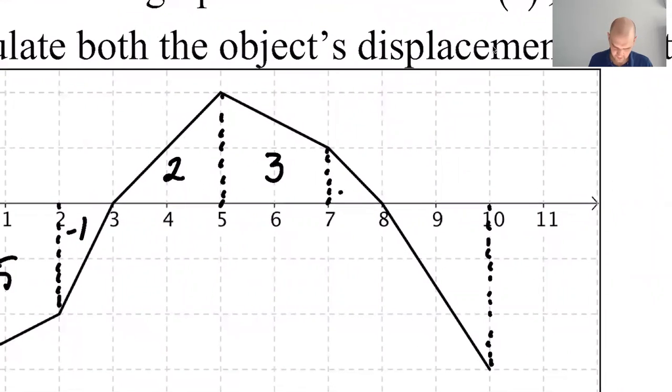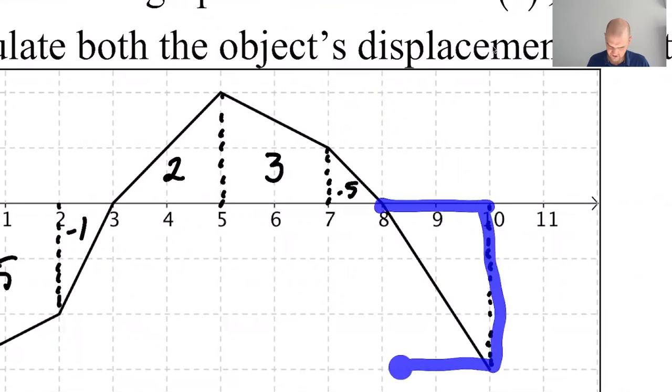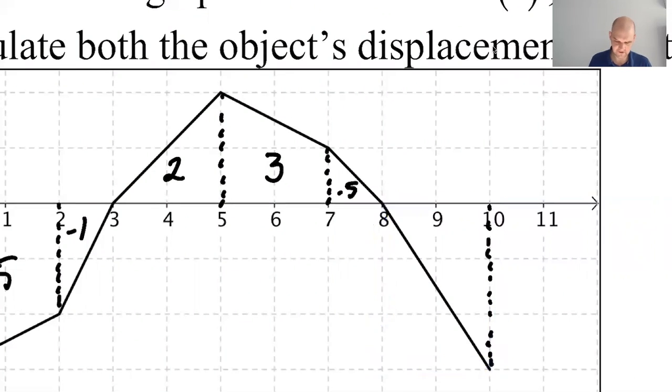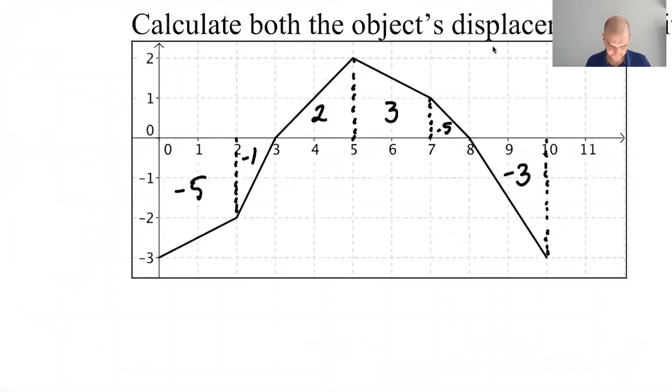This is definitely just 0.5. And then here we're going to do half of a 2 by 3. So 2 by 3 is 6. Half of that would be 3, but negative because we're below. So we got all our things.